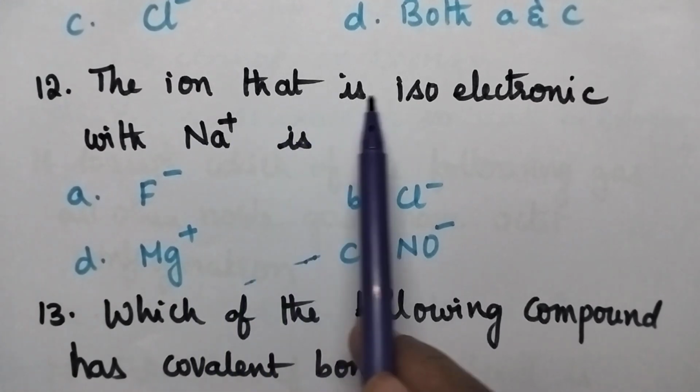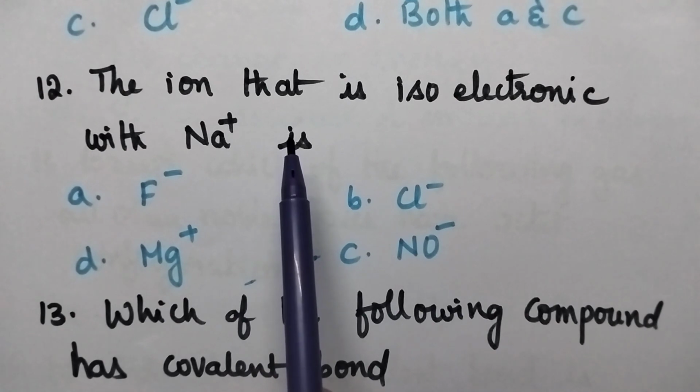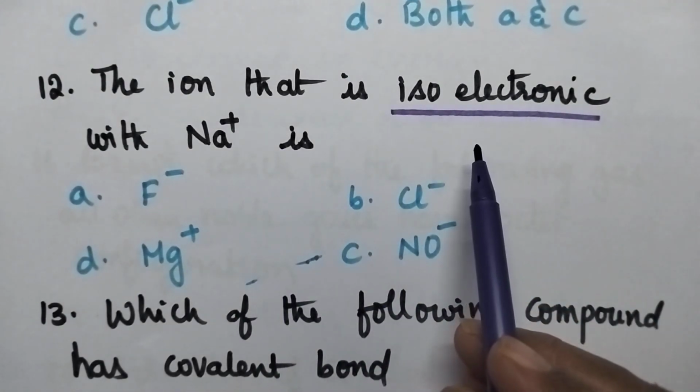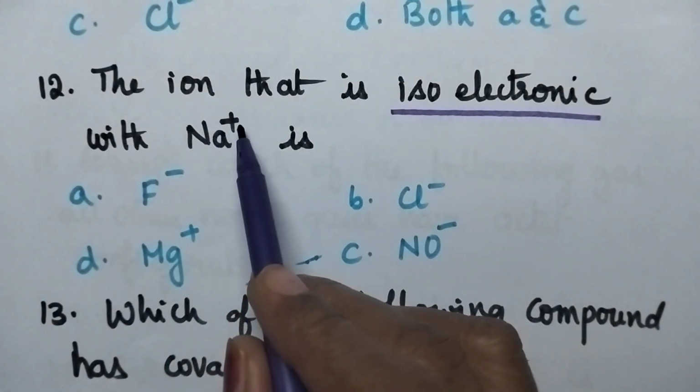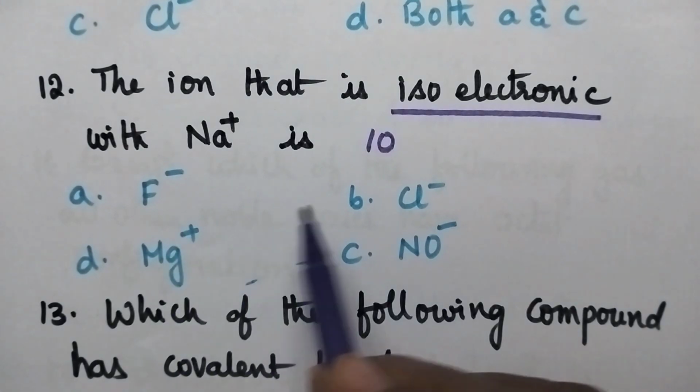The ion that is isoelectronic with sodium plus ion is. Isoelectronic means contains same number of electrons. Sodium ion contains 10 electrons. We have to examine each and every ion.